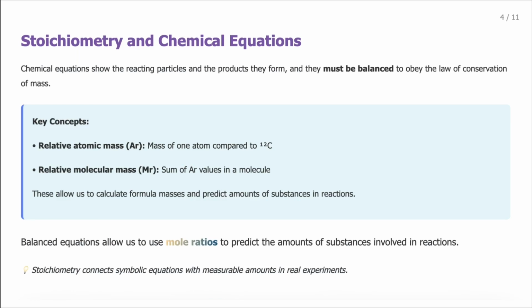Balanced equations are vital because they respect the conservation of mass. Each side must show the same number of atoms. With Ar and Mr, we can calculate formula masses, then apply mole ratios to work out reactant or product quantities. Stoichiometry connects symbolic equations with measurable amounts in real experiments.